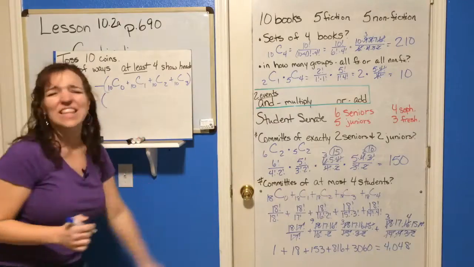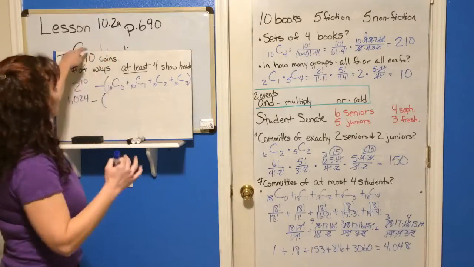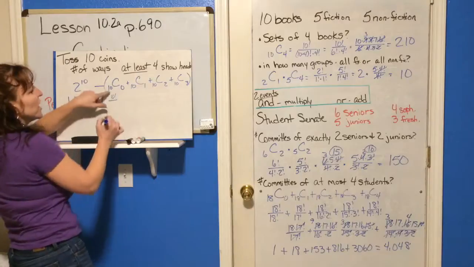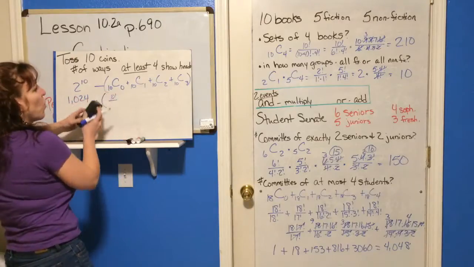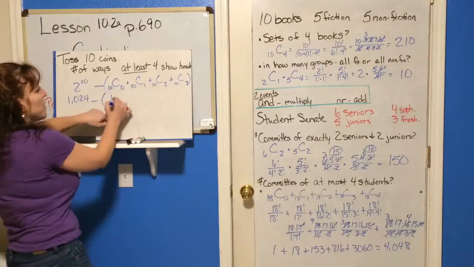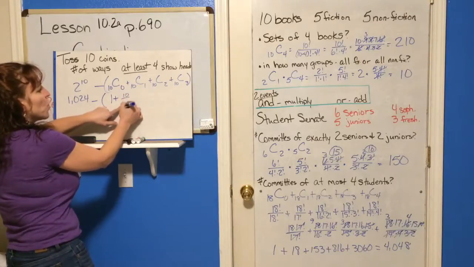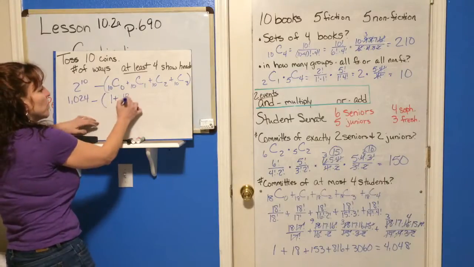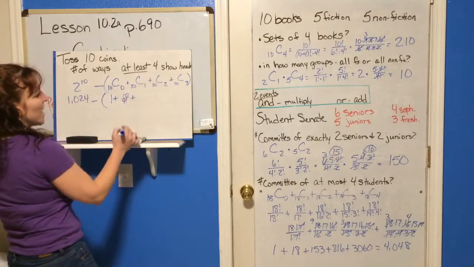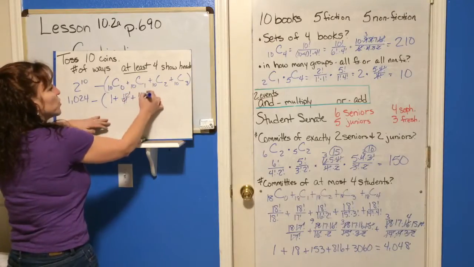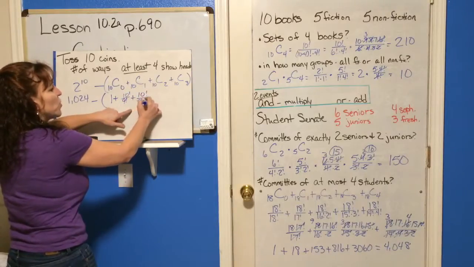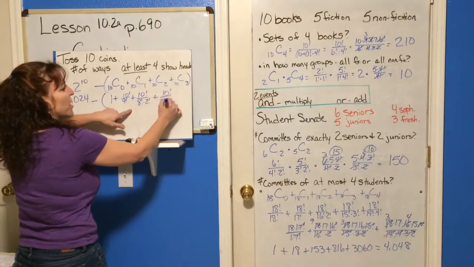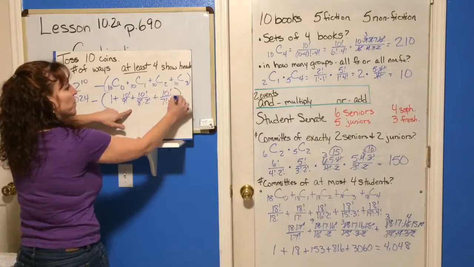So now we're going to do exactly the same thing we just did. Do you remember the formula that I covered up here? Anything taken 0 at a time is just going to equal 1, so you don't even have to work that. Plus 10 factorial over 9 factorial, times 1, we don't have to put times 1. And then 10 factorial over 8 factorial times 2 factorial, plus 10 factorial over 7 factorial times 3 factorial.